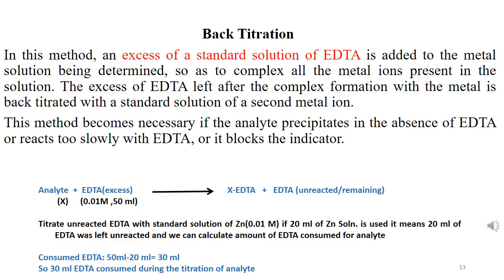For example, the determination of manganese is done by this method because direct titration is not possible. Actually, manganese can form a precipitate in the form of manganese hydroxide. So the excess EDTA remaining after complexation is back titrated with standard zinc solution. And here eriochrome black T is used as indicator.